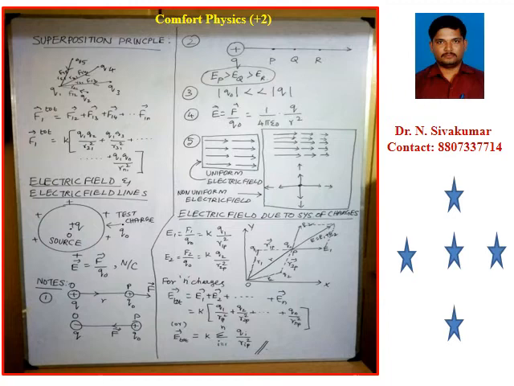The next topic here is uniform and non-uniform electric field. If you want to have a uniform electric field, the electric field value should be in the same direction and equally spaced and should have the same magnitude. Here uniform electric field says equal distance, equal magnitude and same direction.